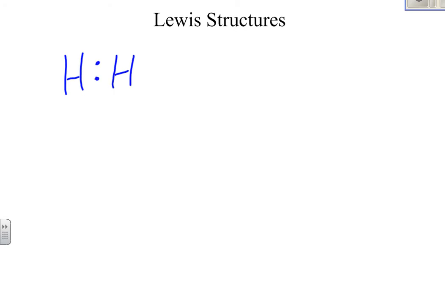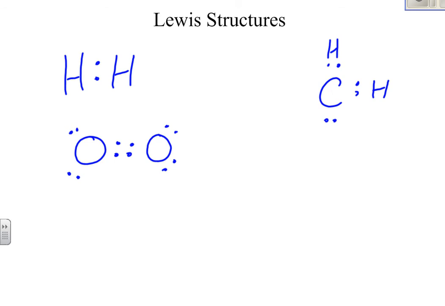We can look at things with double bonds, for instance, oxygen. And of course, in the next section we're going to go more in depth on drawing these Lewis dot structures. So we would have oxygen there. We could do methane. We're just using dots to represent those valence electrons that are involved in the bonding. So these are several that we could take a look at.